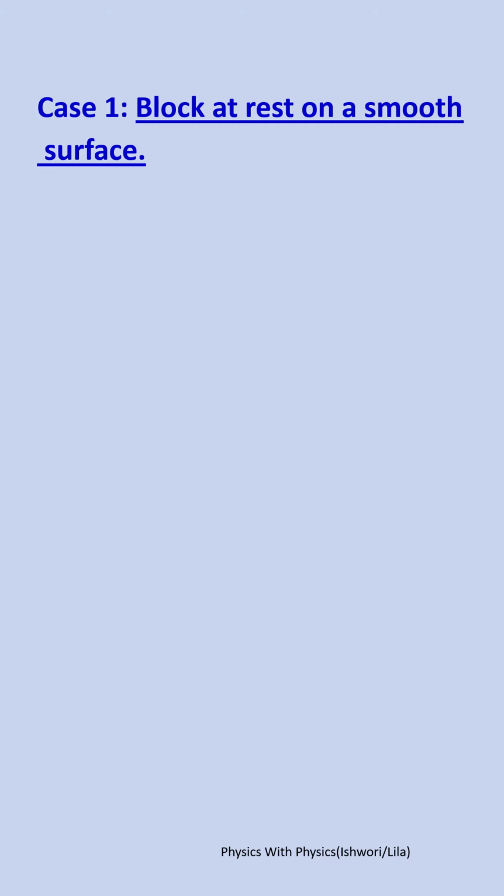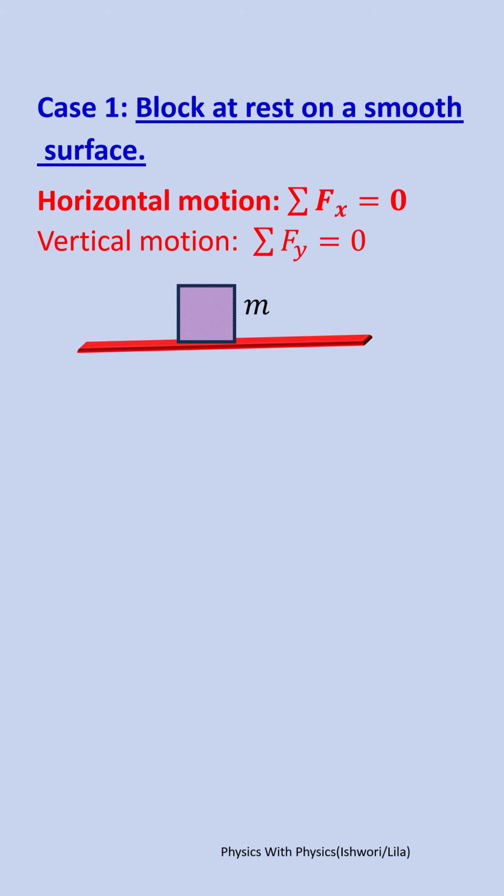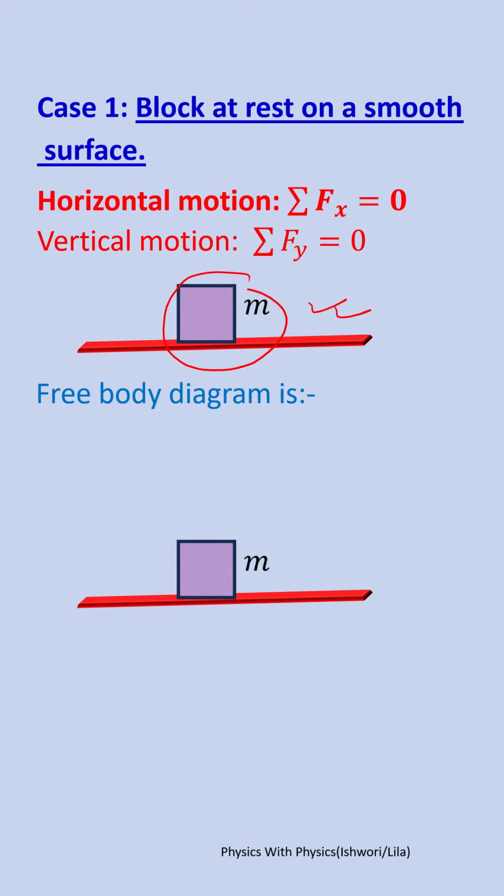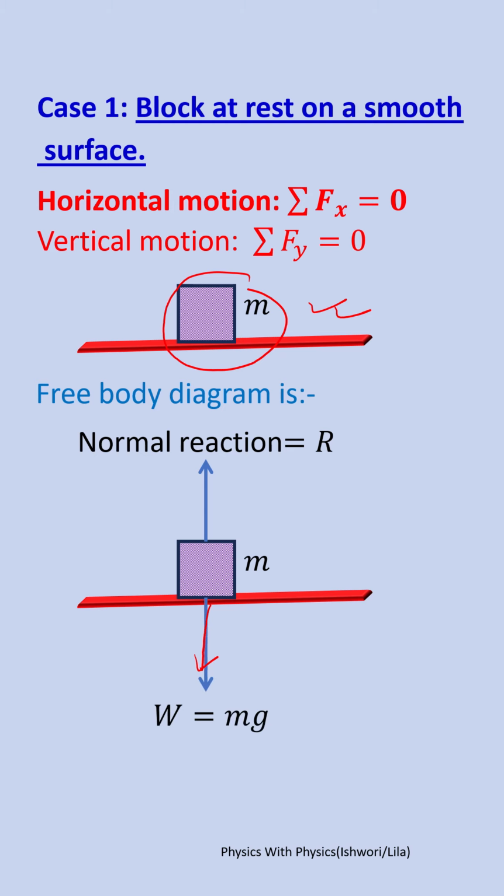Let's discuss the first case: horizontal motion, block at rest. This body is at rest. First, let's analyze the forces acting on the body. The weight mg acts vertically downward and the normal reaction acts upward. Normal reaction is the reaction force given by the surface to the body.